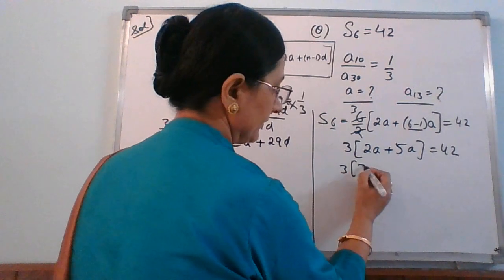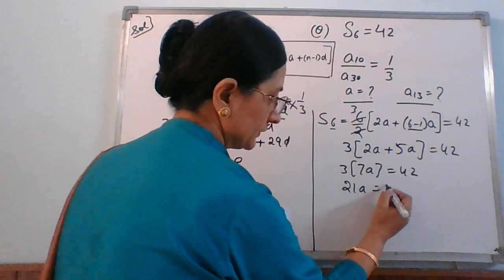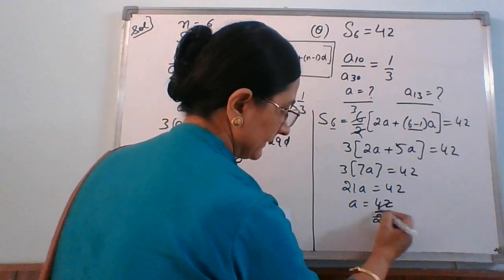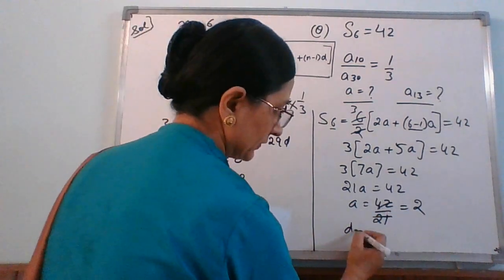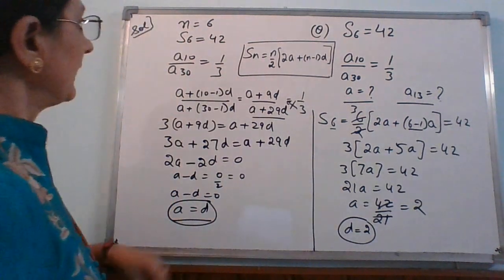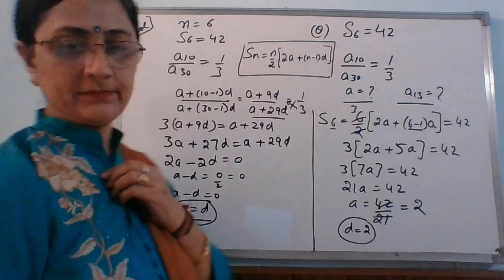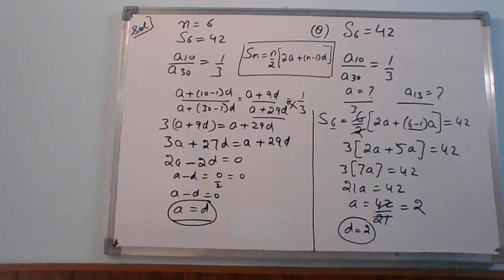So it becomes 7a is equal to 42. 7 threes are 21, a is equal to 42 divided by 21, and that is equal to 2. Right? So a is 2, so d has to be 2 because a and d are the same. So now we have to see what we are supposed to find out.